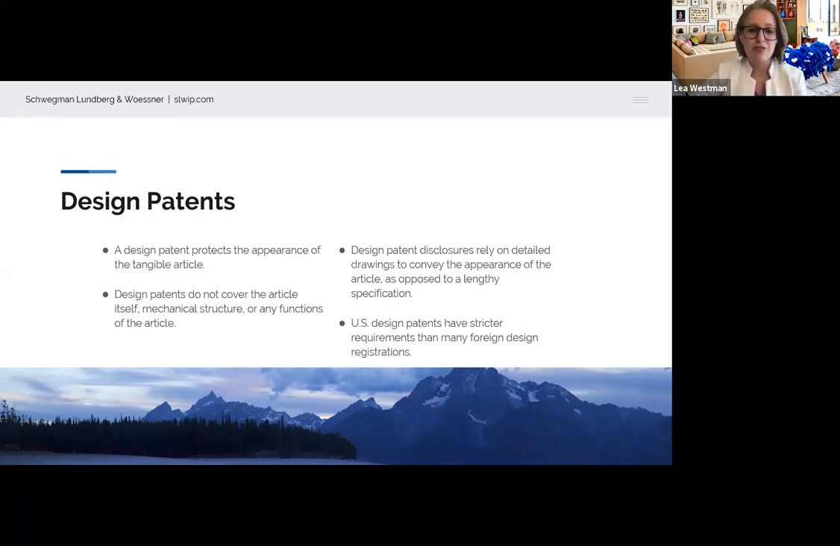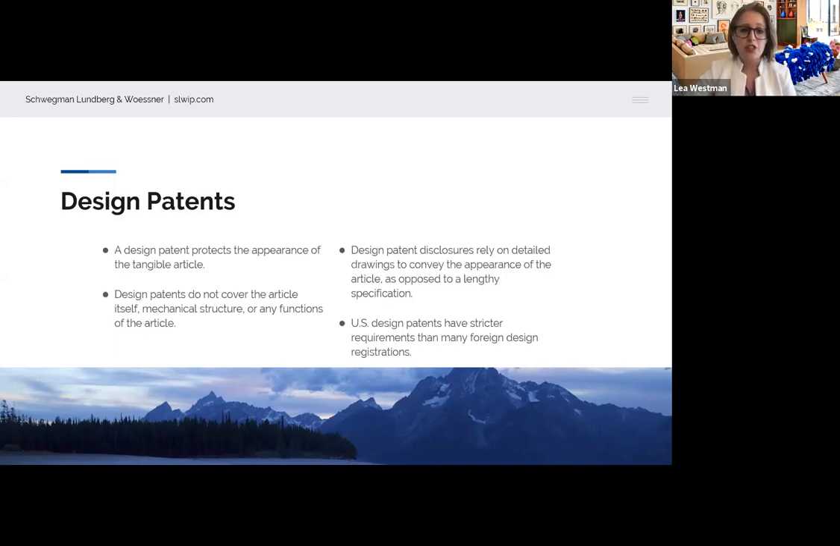And so it's just a very different approach to intellectual property, but it also has value in a different sense than utility patents. Design patents, because they are so aesthetically driven, rely really heavily on detailed drawings that convey the appearance of an article. And this is usually instead of an extended specification or written description. The written description, if you will, for a design patent is very visual.